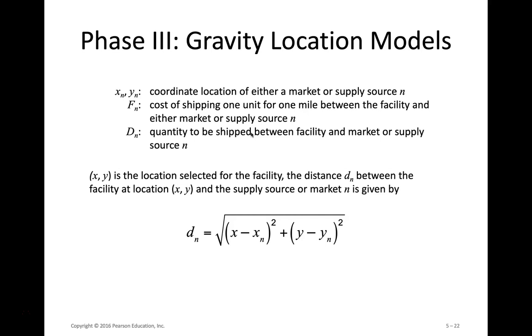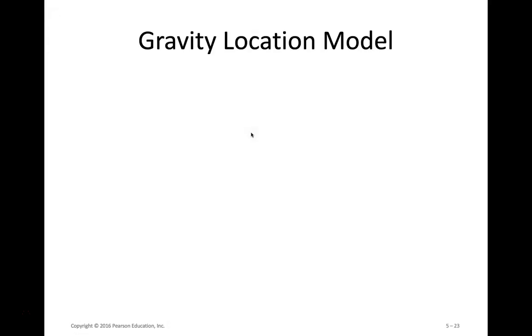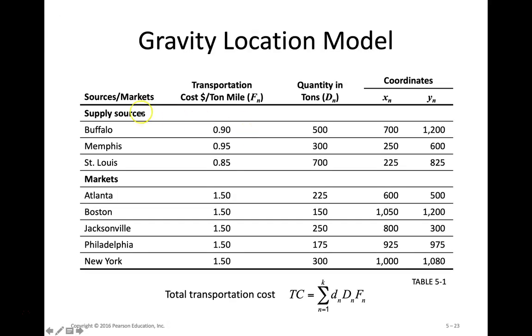So here, let's take an example. In this example, we have 3 supply sources and 5 demand locations. The supply sources are Buffalo, Memphis, and St. Louis. And the demand locations are Atlanta, Boston, Jacksonville, Philadelphia, and New York.